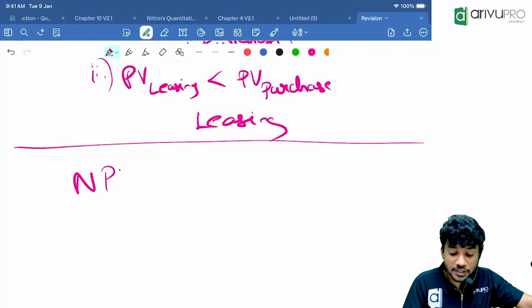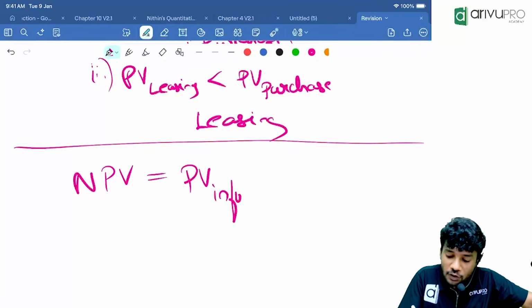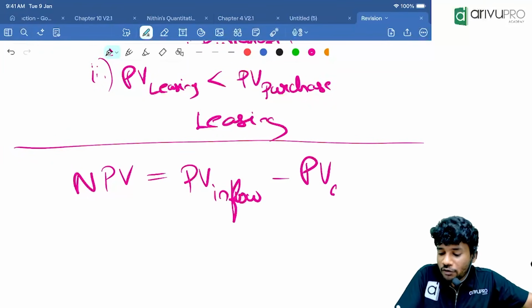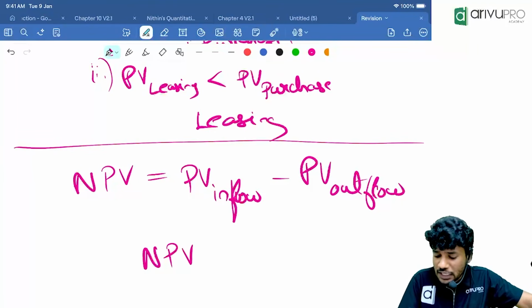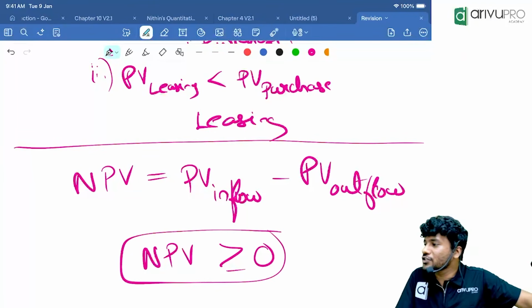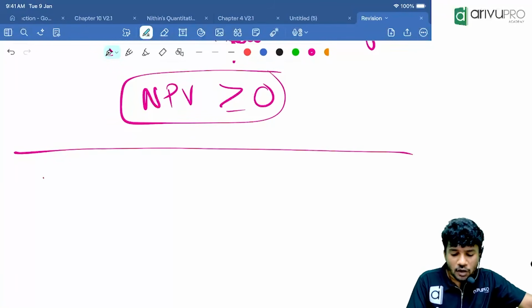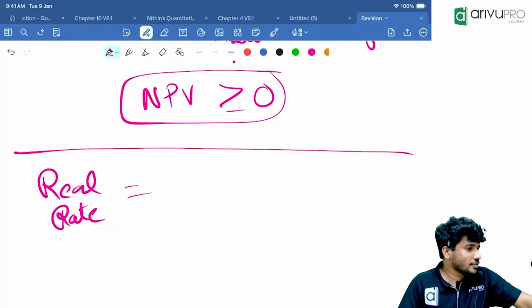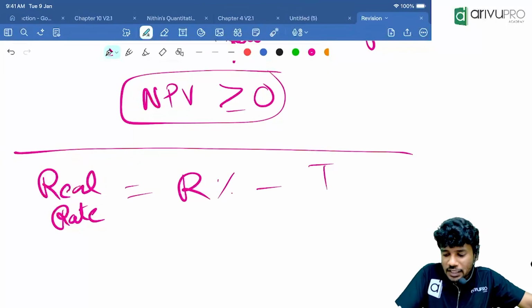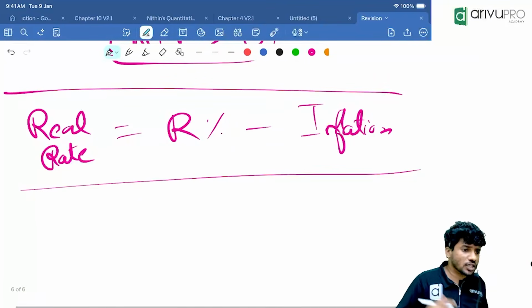NPV. What was net present value? Net present value is what, people? PV of inflow minus PV of outflow. Okay, my question to everyone. We consider an investment as a good investment if NPV is greater than or equal to 0. We will consider an investment to be a very good investment. Then coming to the real rate, when growth rate and inflation are given, growth rate minus inflation will give us the real rate. We have done one question based on that also.